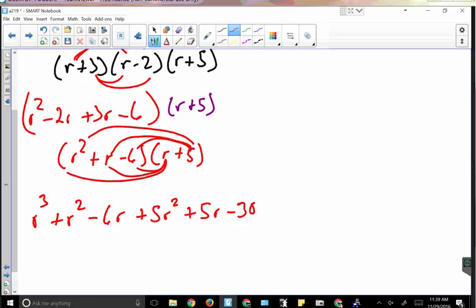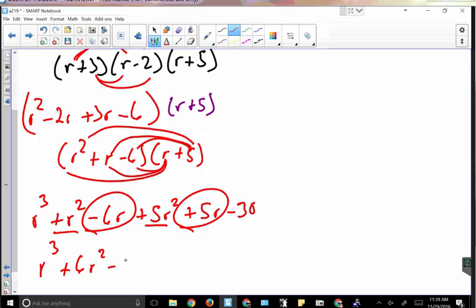Again, I'm going to have to add like terms, so it's going to leave me with r cubed, plus 6r squared, minus r here, plus r here, so that's minus 1r, minus 30.